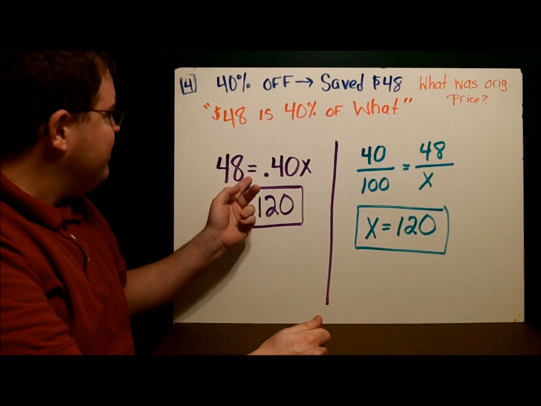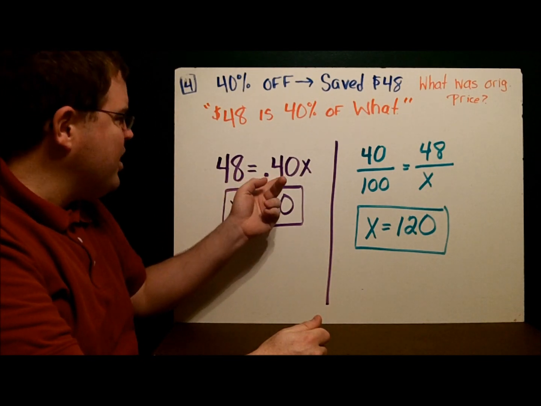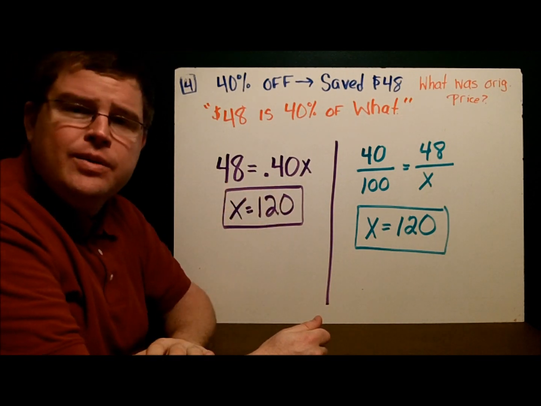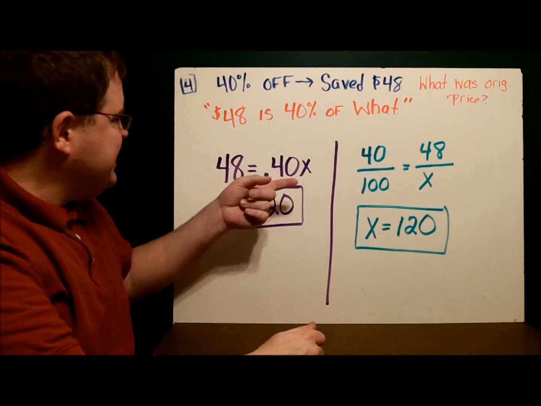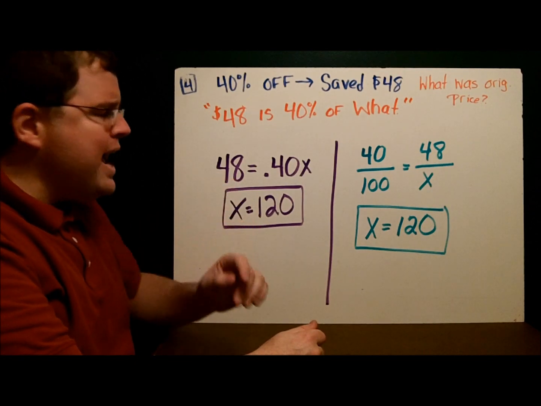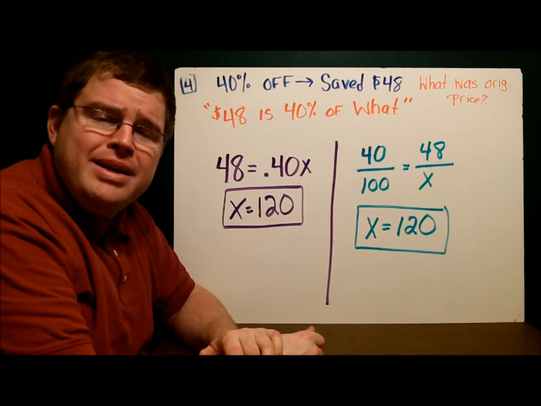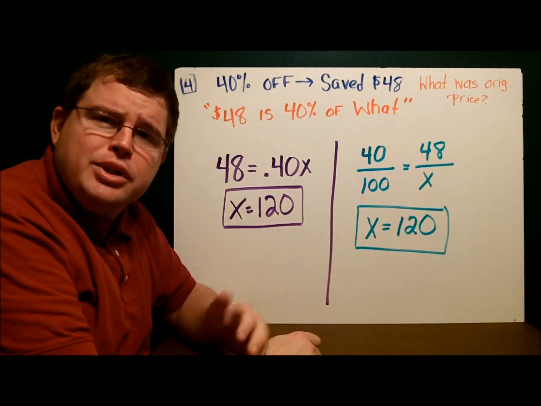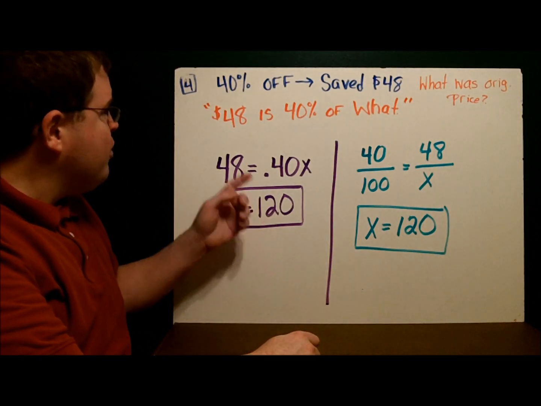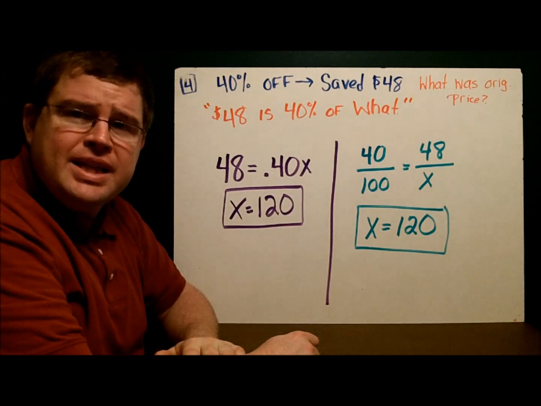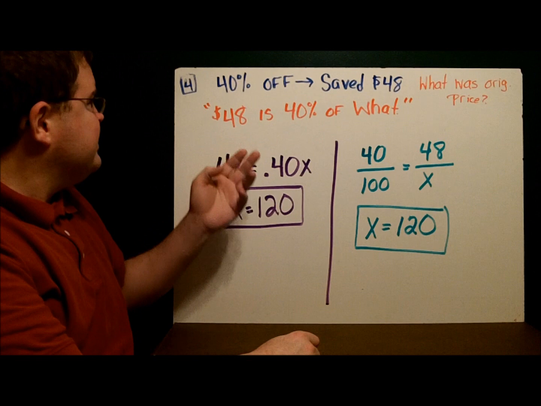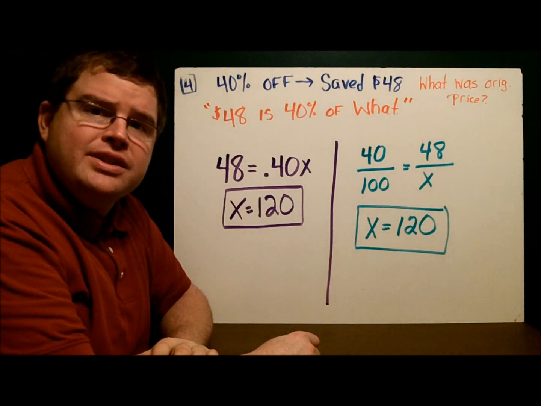So $48 is 40% of some number. 48 equals 0.40x. Divide both sides by 0.40, and x is 120. That means that this coat originally cost $120. We could double check our answer. 120 times 40%, that'll give us our discount, and our discount would be $48.